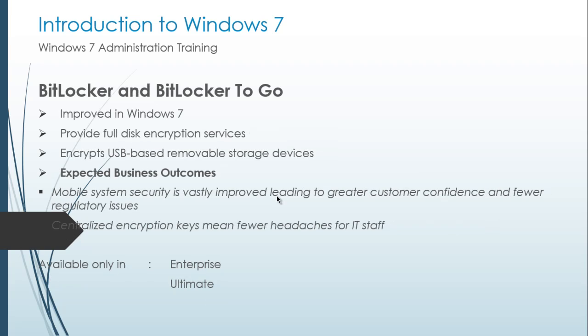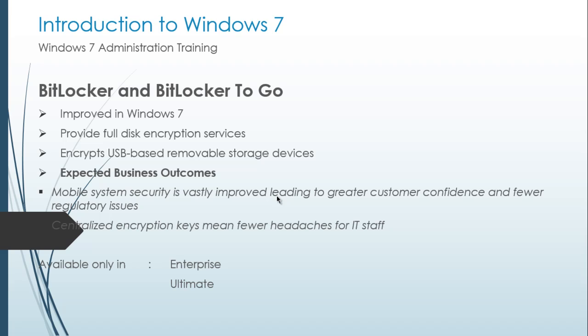Let's move ahead. This is another feature called BitLocker and BitLocker To Go. You could have heard about BitLocker in Windows Vista, but Windows 7 has an improvement in this area also, and that's something called BitLocker To Go. What is BitLocker To Go? It's a security measure available in Windows 7, improved from Windows Vista. It provides a full disk encryption service. So you can encrypt your hard disk and your USB drive with BitLocker To Go.